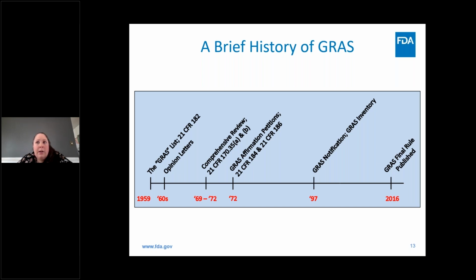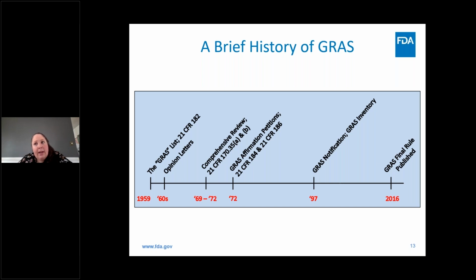This review was not carried out by the FDA, but instead was contracted to the Federation of American Societies for Experimental Biology, known as FASEB, and they selected scientists to make up the Select Committee on GRAS Substances. And this SCOGS committee, as it was known, reviewed and evaluated each GRAS substance. This occurred from the 1970s through the early 80s, and they reviewed over 400 GRAS substances during that time.